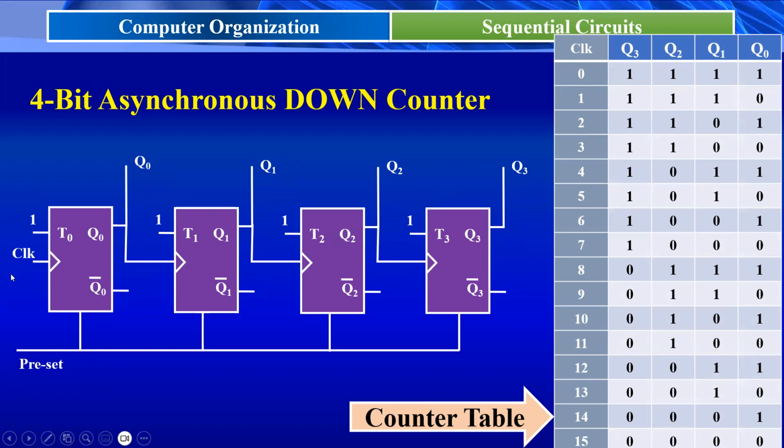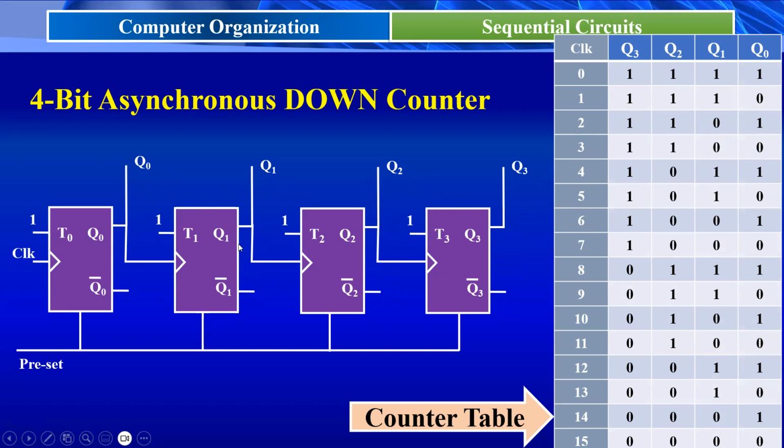Now, if I apply the first clock pulse, it is applied to the least significant flip-flop, and the T0 input is 1, so the output should toggle. Previously it is 1, now it becomes 0. That 0 drives the next flip-flop, so the other flip-flops maintain their previous states, so the state of the counter is 1, 1, 1, and 0. If I apply the second clock pulse, again the T0 value is 1, so the flip-flop should toggle. Previously its value is 0, now it becomes 1.